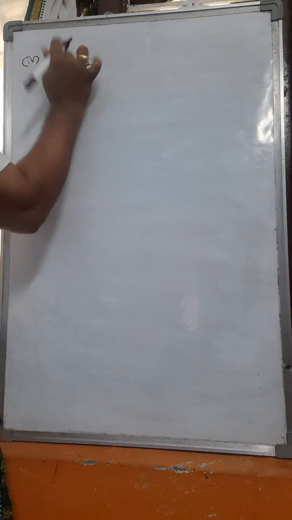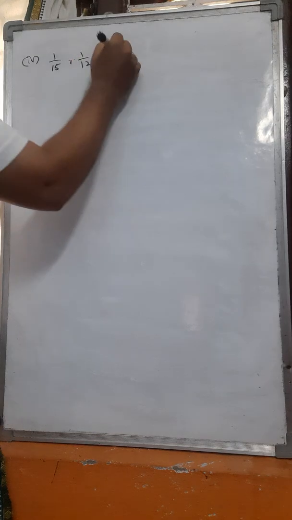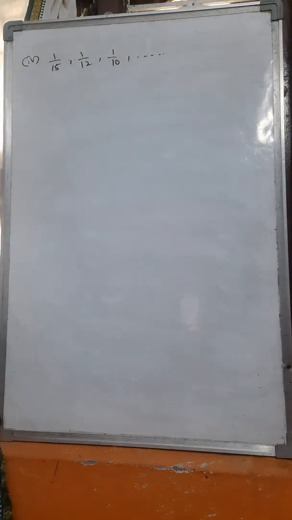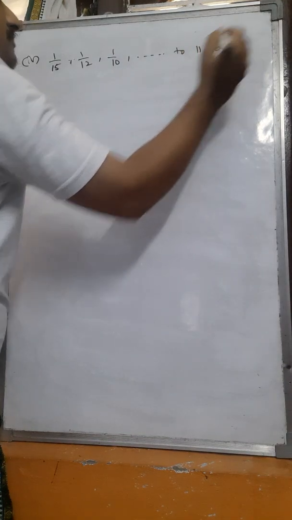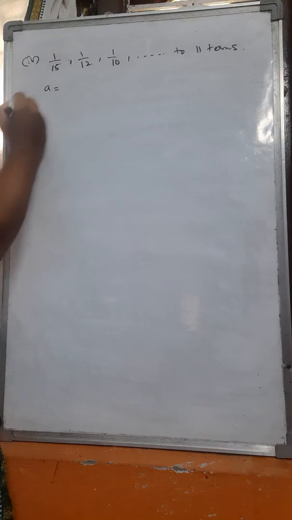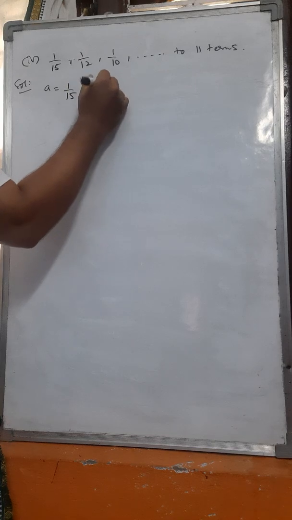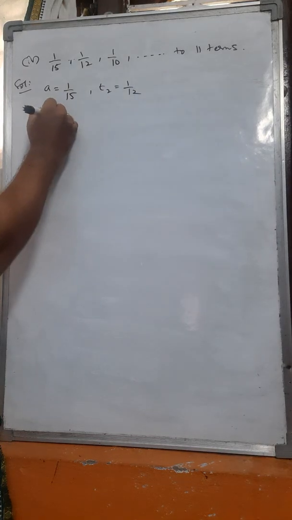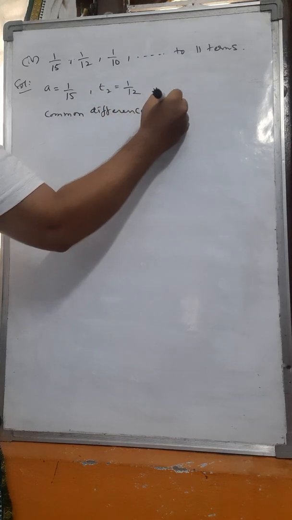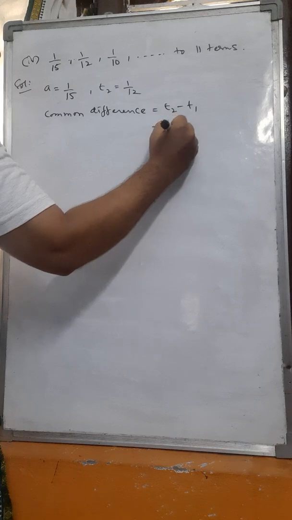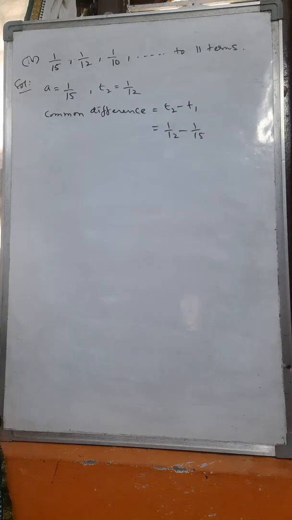Next, fourth problem. 1 by 15 plus 1 by 12 plus 1 by 10, to 11 terms. Here the first term is 1 by 15. T2 is equal to 1 by 12. The common difference is equal to T2 minus T1, that is 1 by 12 minus 1 by 15.